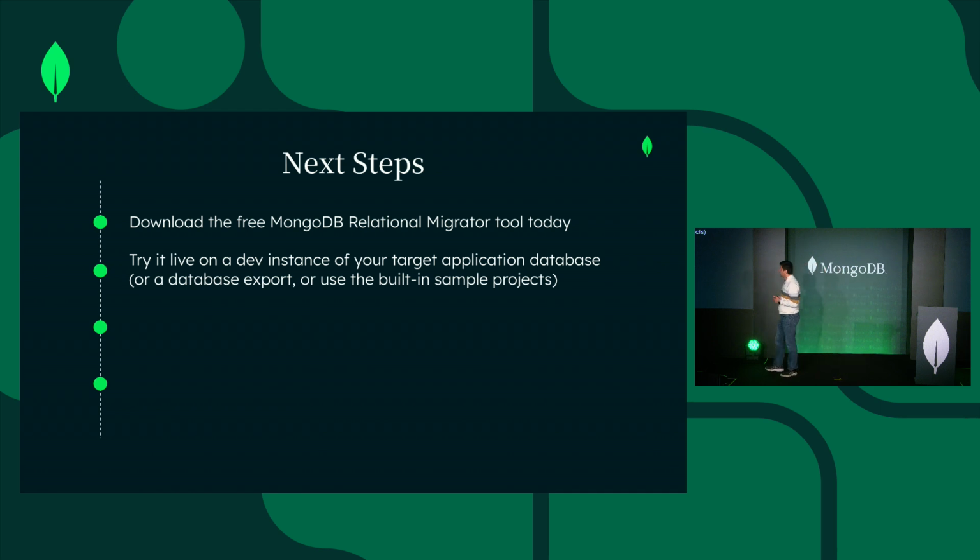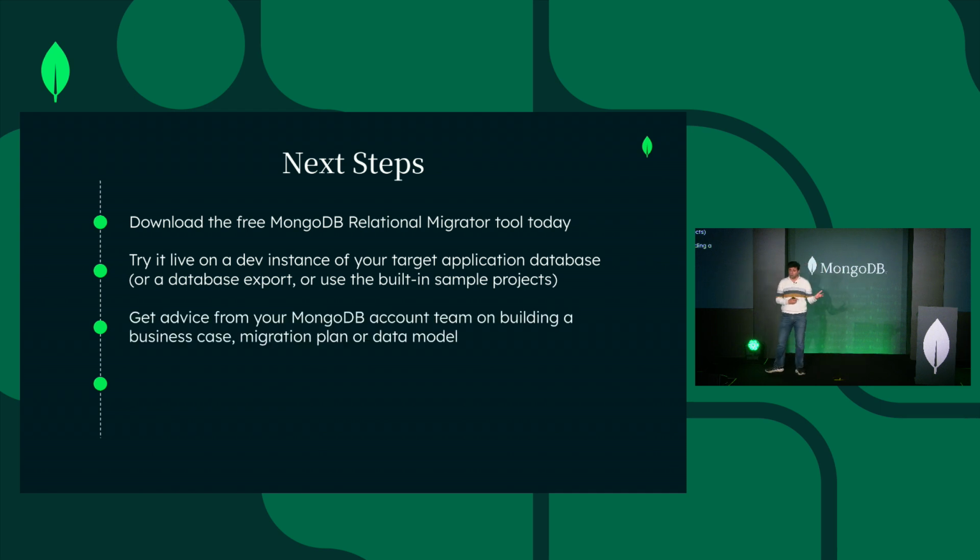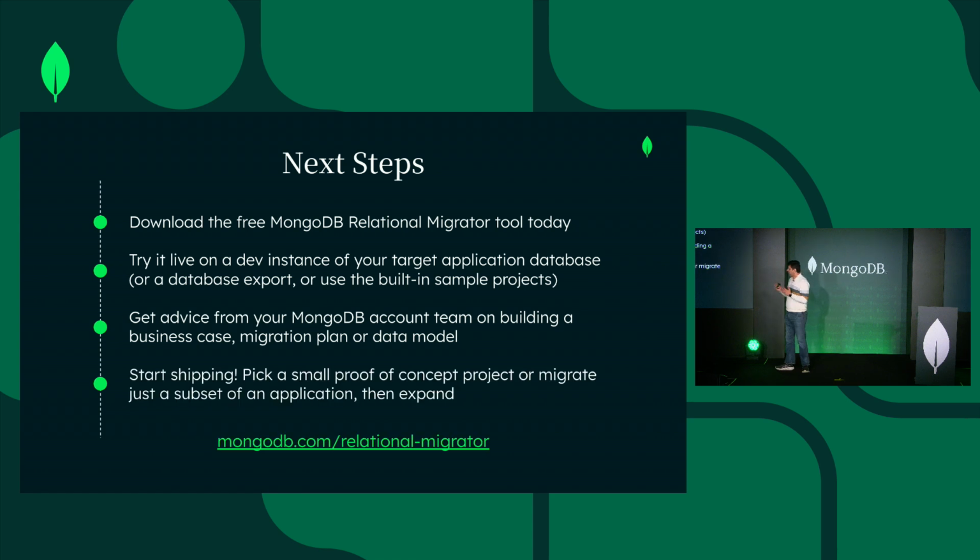You can also reach out to your MongoDB account team to help get support from them in selecting the application, finalizing your business case, and if you need help with schema transformation over and above what Relational Migrator guides you through, then that is also available. And finally, start with a small component, build up, expand your entire business use case, and hopefully you will get the confidence to get there with the help of Relational Migrator.